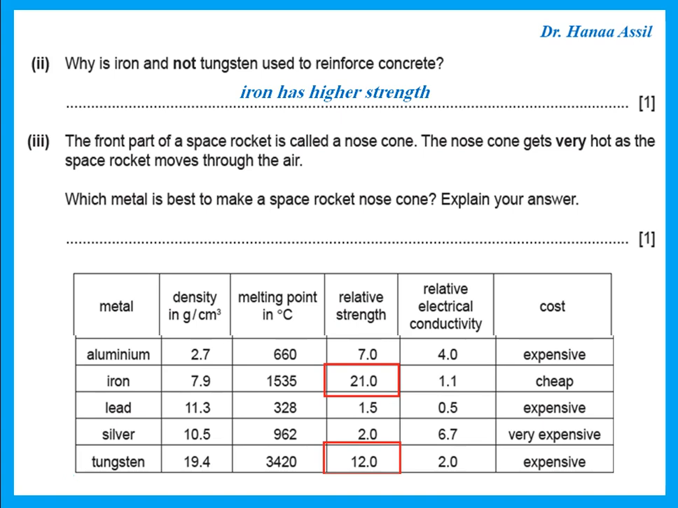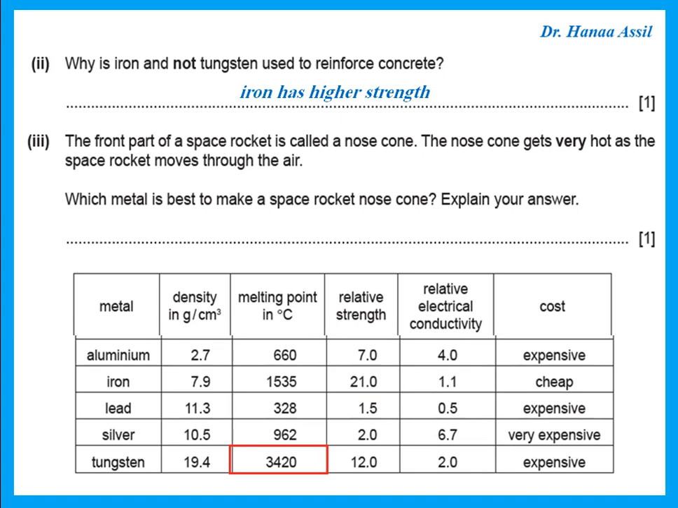Then he says the front part of a space rocket is called a nose cone. The nose cone gets very hot as the space rocket moves through the air. Which metal is best to make the space rocket nose cone? So this is something that is going to be very, very hot. So I need it to have a high melting point. I don't want it to melt in the heat. So I'm looking at which one has the highest melting point. That is tungsten. Remember, he's saying explain your answer. This is because it has a very high melting point.